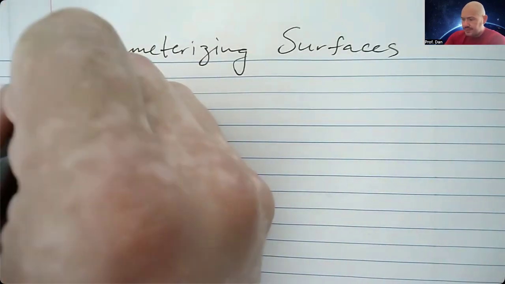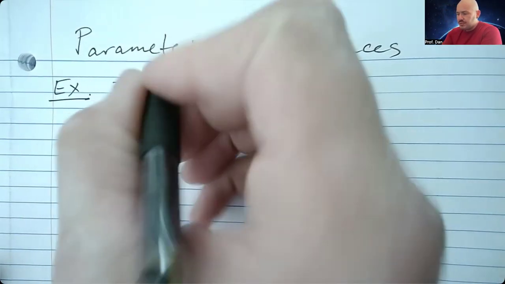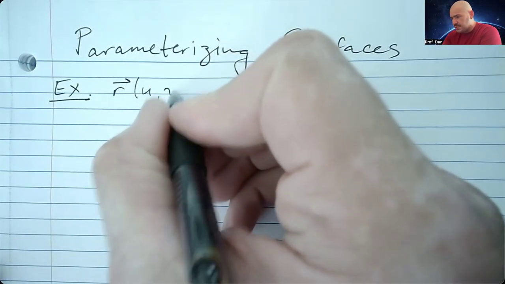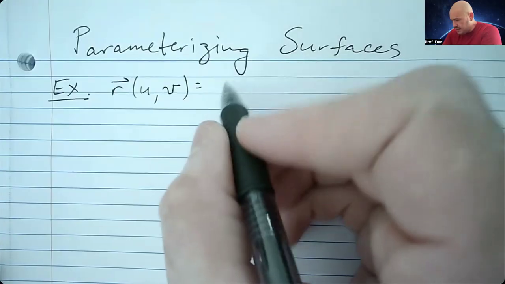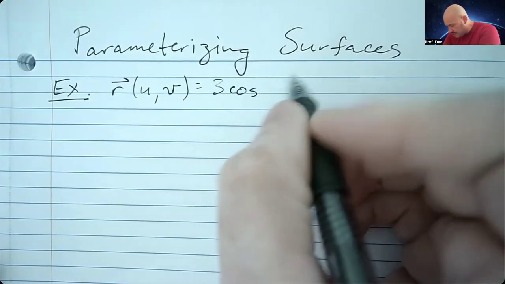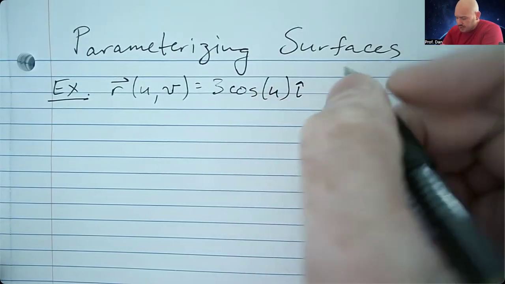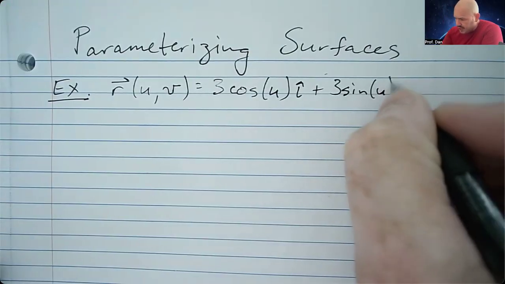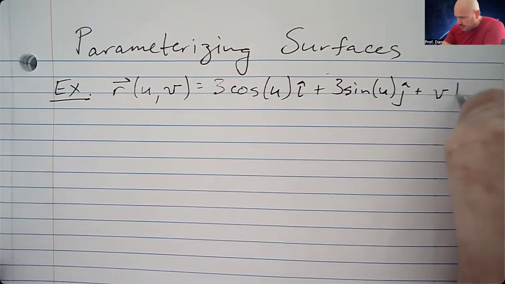So to start off, we're going to look at an example. Let's say that we have a three-dimensional surface that is given to us as a vector valued function in terms of the parameters u and v. We'll say that we have 3 cosine of u i plus 3 sine of u j plus v k.